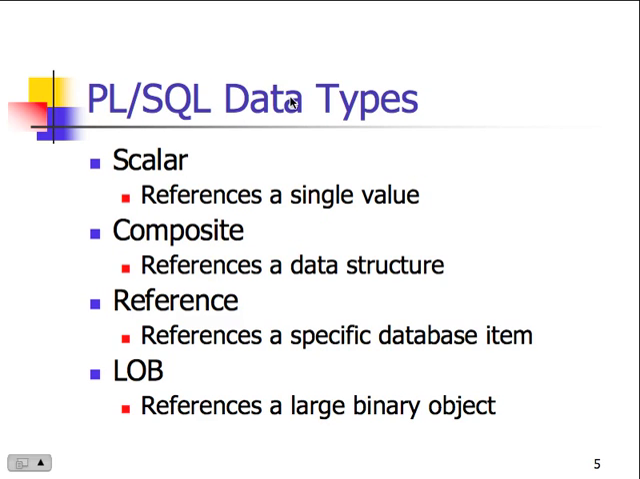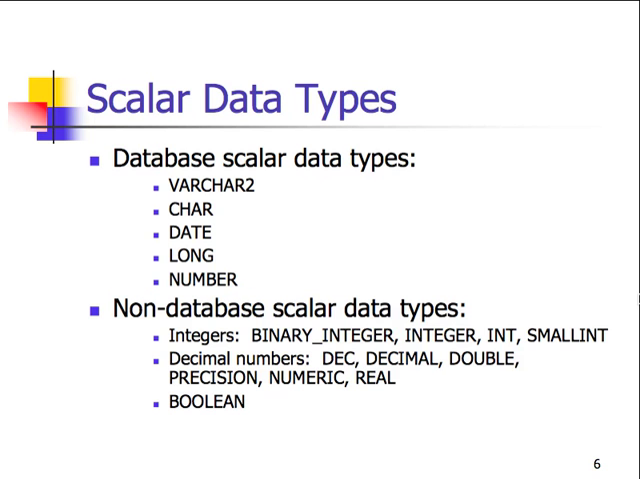So data types. We have scalars, which are referencing single values. We have composite values, referencing data structures themselves. References, referencing a specific data item. The references are from the cursor, so it's like a pointer to memory, but the memory is right there in the database that you're pointing to, which is actually really cool. And then large object binary types are referencing large binary objects, or LOBs, you might say.